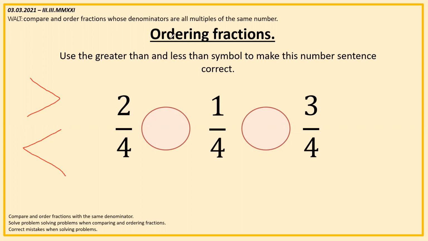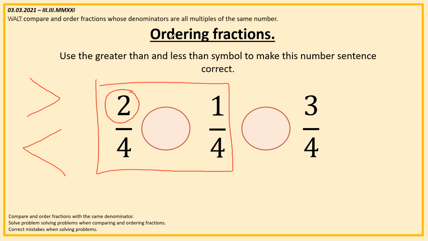It says here, use the greater than and less than symbol to make this number sentence correct. So we've got 2/4, something, 1/4, something, 3/4. First of all, we're going to start with just this bit here. 2/4, something, 1/4. We've got the same denominator, so we look at our numerator. 2 is the greater numerator, which means 2/4 is our greater fraction. So 2/4 is greater than 1/4.